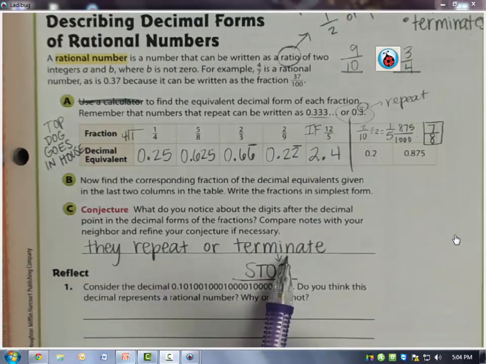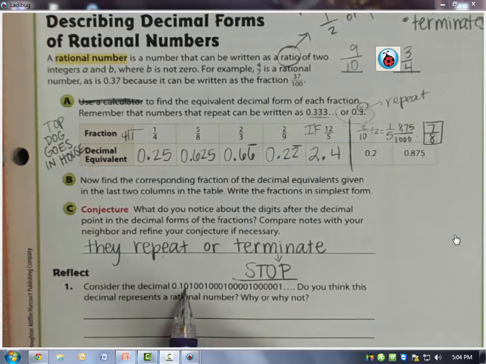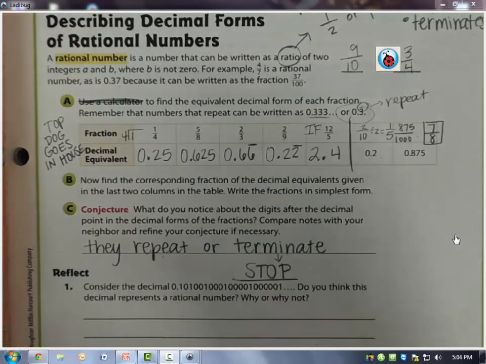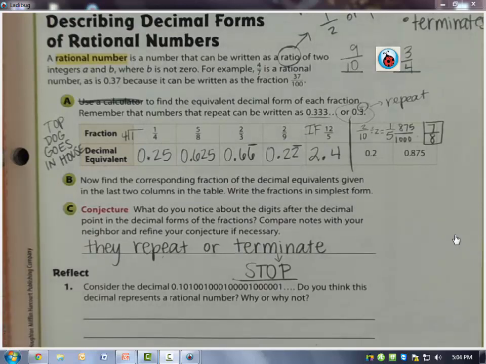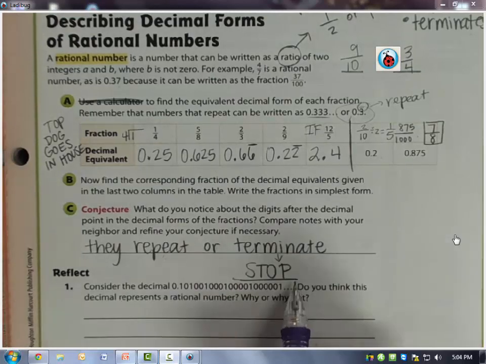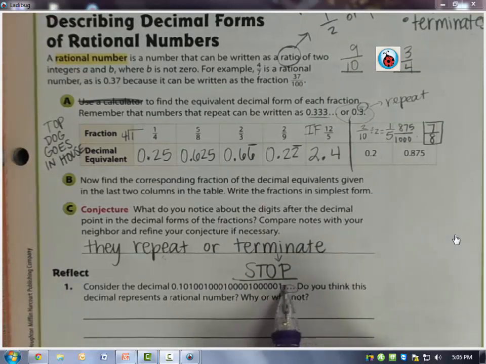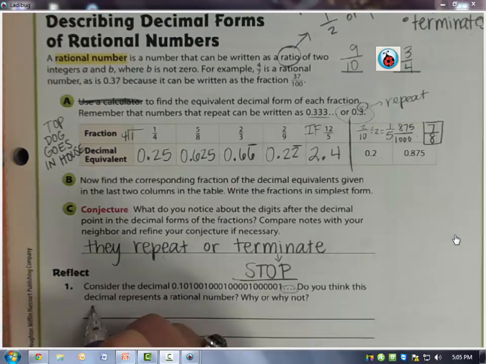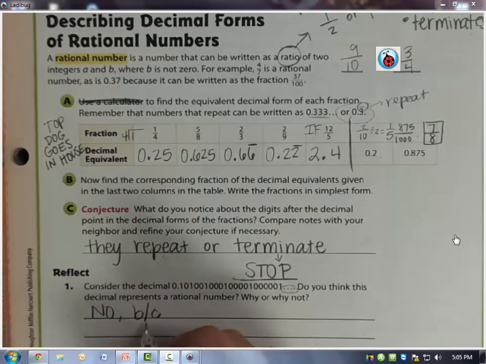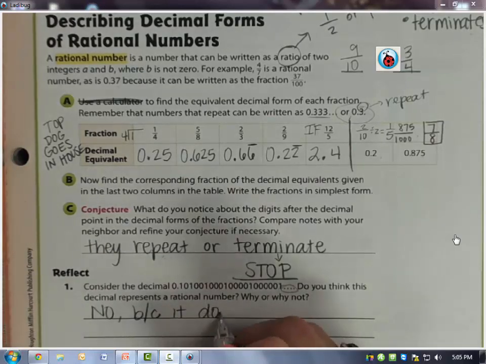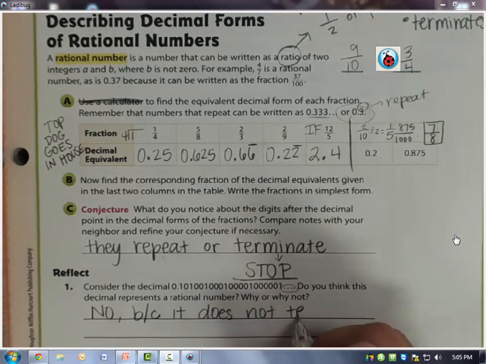Alright, well, let's look at this. Do you see it repeating? There's a pattern, but it's not a solid pattern. It's not a pattern that happens over and over, like 6, 6, 6, 6, or 1, 2, 1, 2, 1, 2, 1, 2. So automatically, you know it's not repeating. And does it terminate? Well, these dots right here tell me it's never going to end. So, no, it's not a rational number because, BC stands for because, it does not terminate, which means what? Good. Or it does not repeat.